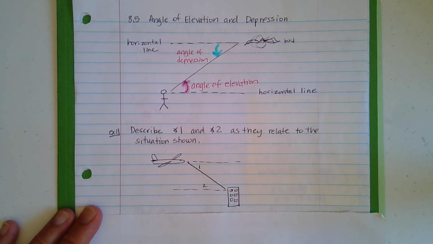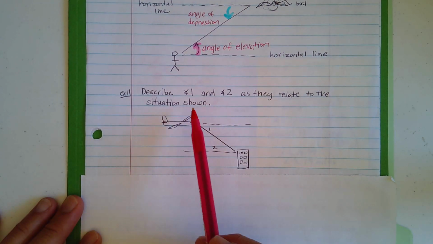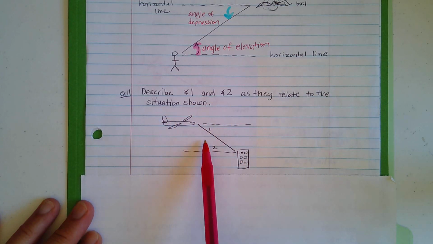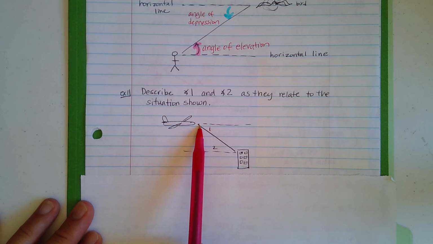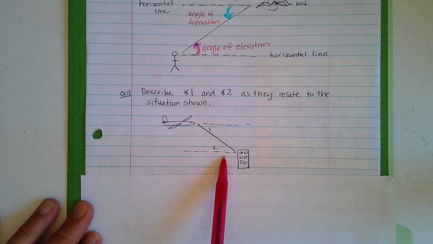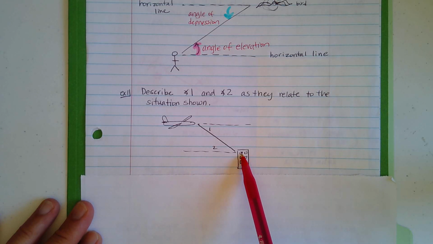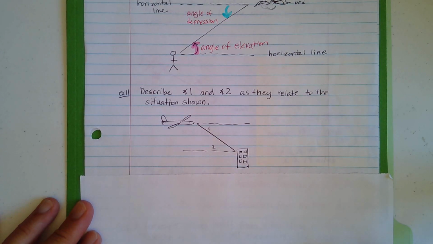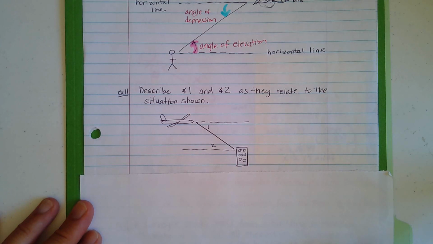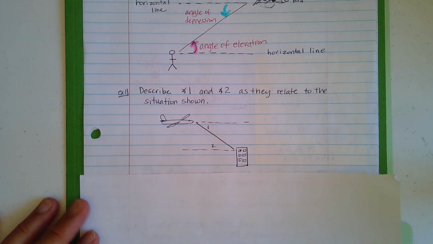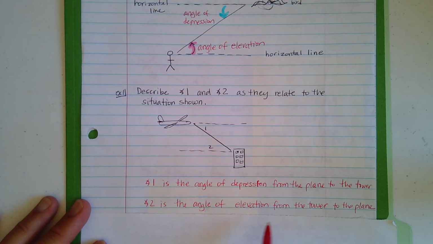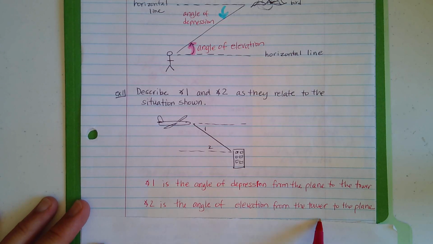So let's take a look at example 1. It says describe angle 1 and angle 2 as they relate to the situation below. So angle 1 from an airplane, it's an angle of depression. Angle 2 from the ground, actually from the building, looking upward, is an angle of elevation. In this lesson, we're going to apply what we learned in sections 8.3 and 8.4, but now it's going to be as a word problem. So, just review, angle 1 is the angle of depression from the plane. Angle 2 is the angle of elevation from the tower to the plane.